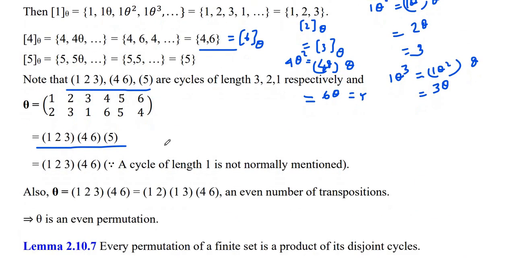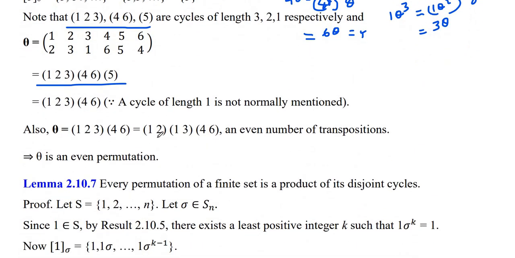So we have these transpositions. The number of transpositions being odd, this is not even, this is an odd number of transpositions. So it is an odd permutation. Odd number of transpositions: so this (1 2 3)(4 6) is (1 2)(1 3)(4 6), an odd number of transpositions. So you have that to be an odd permutation.